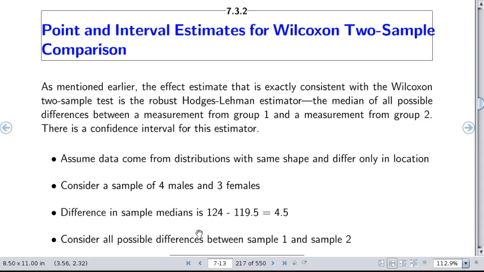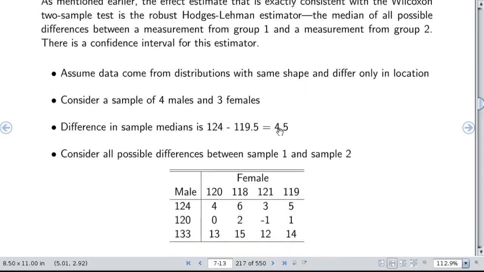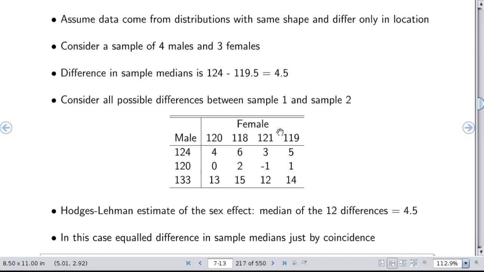So we mentioned that the Wilcoxon test is aligned with the Hodges-Lehmann estimator, which is the median of all possible differences between a measurement in group 1 and a measurement from group 2. And there is a somewhat complicated confidence interval for that estimate, and that works fine. So if we assume the data come from distributions with the same shape and they differ only in location, this has an easier interpretation. So we're going to consider a sample of 4 males and 3 females. The difference in the sample medians of the two groups is 4.5. And now we need to consider all possible differences.